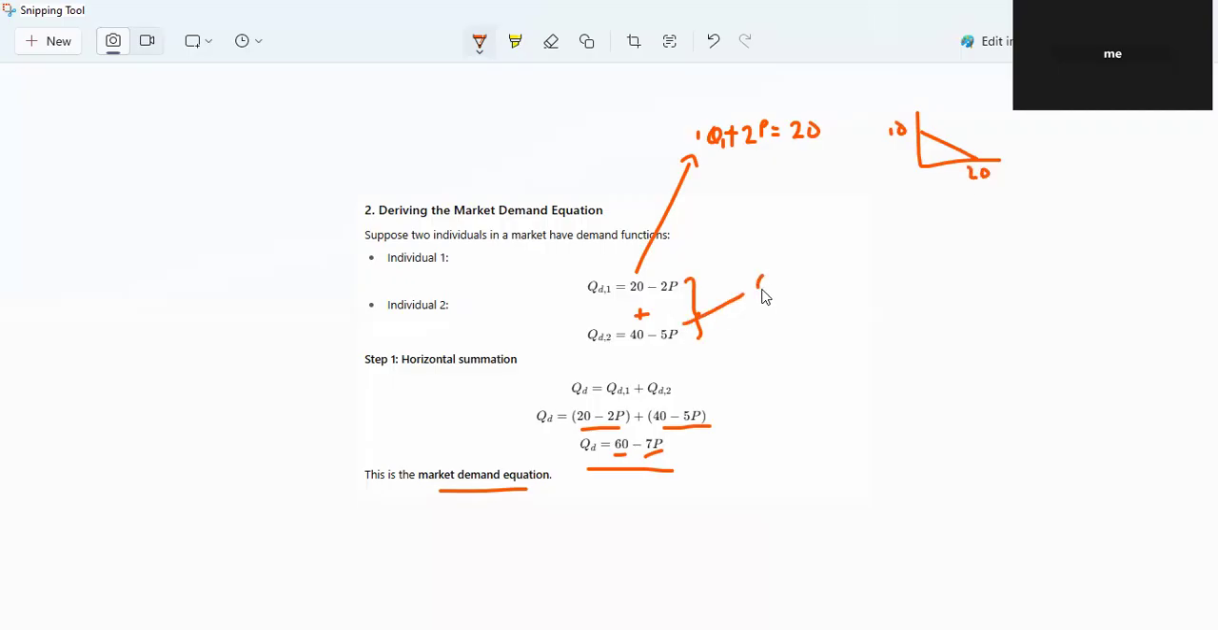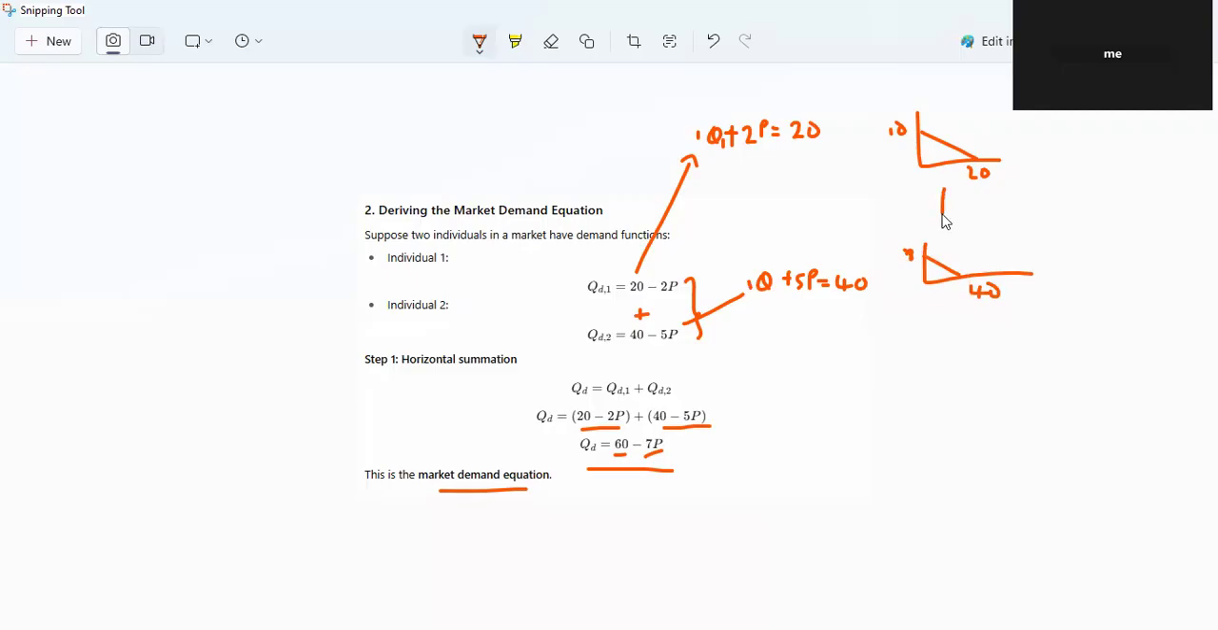Again, here we'll put the letters on one side. Q plus 5p is equal to what? 40. So here there's a 1. 1 into 40 is what? 5 into 40, sorry, is 8. Then 1 into 40 is 40. So this is for individual number 2.